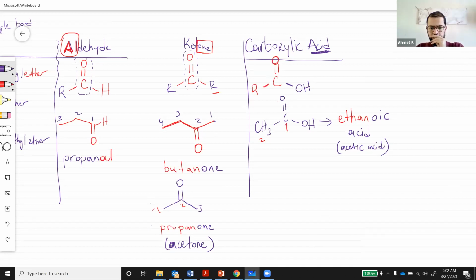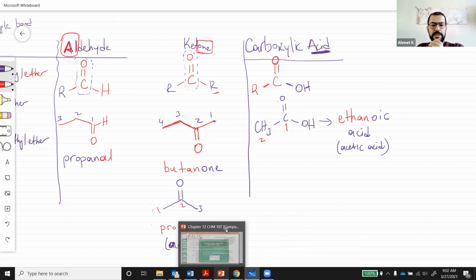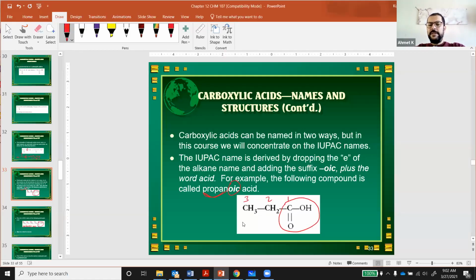All right. So again, this is the naming, and let's go back to our slides. If I want to name this right here, how would you name this? Again, we're just going to count the carbon: 1, 2, 3. If you have 3 carbons, it's going to be propane. But now this is a carboxylic acid because I have this carboxylic acid functional group. So it's going to be propanoic acid.